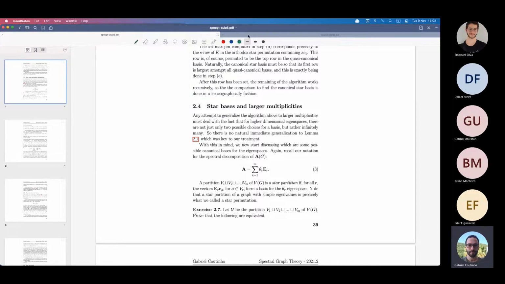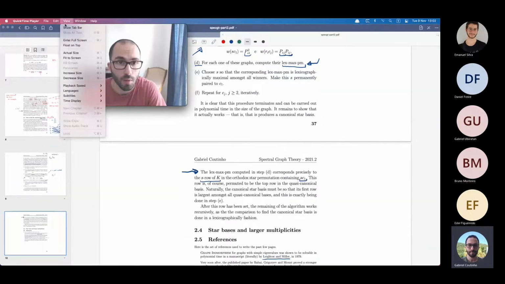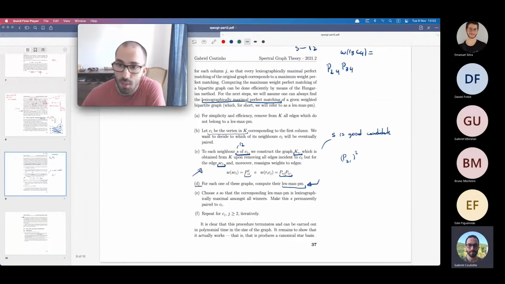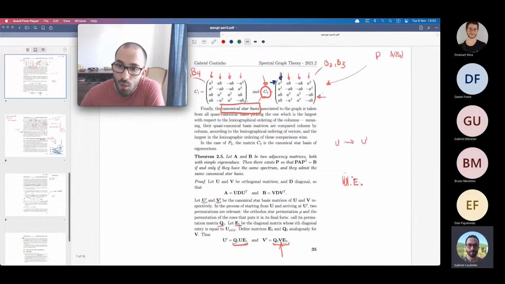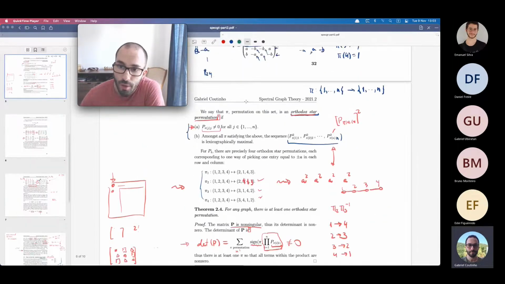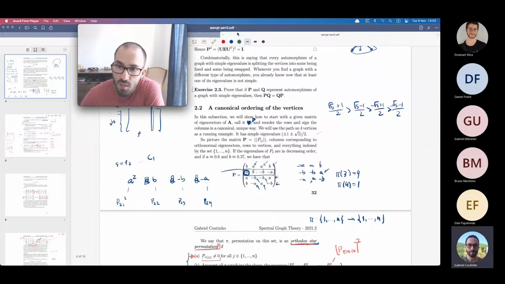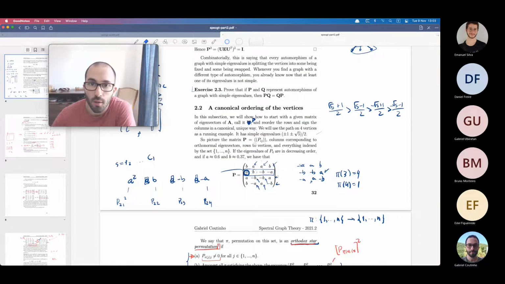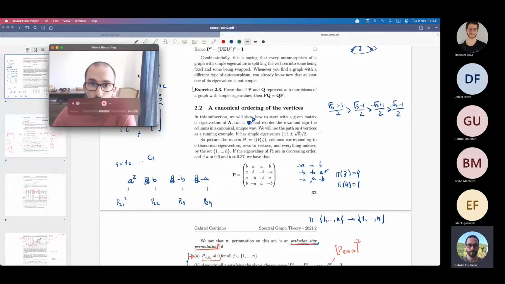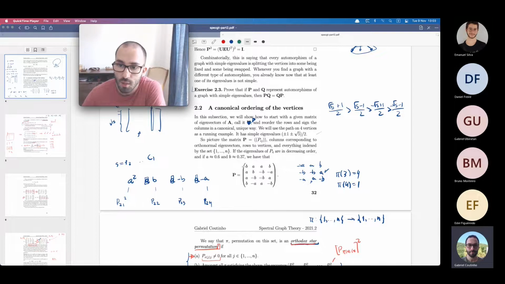So, to just briefly remind you, what did we do? We started with the eigenvector matrix of the graph, and the assumption was that these eigenvectors corresponded to the eigenvalues of the graph, say in decreasing order, right? We are assuming the graph has simple eigenvalues, therefore all eigenvalues are different.